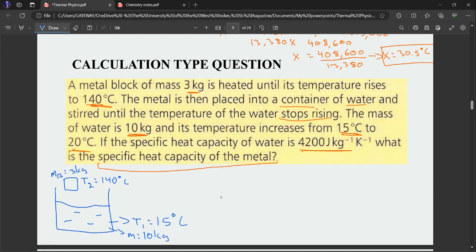Right? So now let me say this is the after diagram here. So we have the container of water here now. What happens is we have the metal block inside here now. The temperature of the water rises from 15 degrees Celsius to 20 degrees Celsius. So the new temperature here will be 20 degrees Celsius. We could call this T3, with the specific heat capacity of the metal.